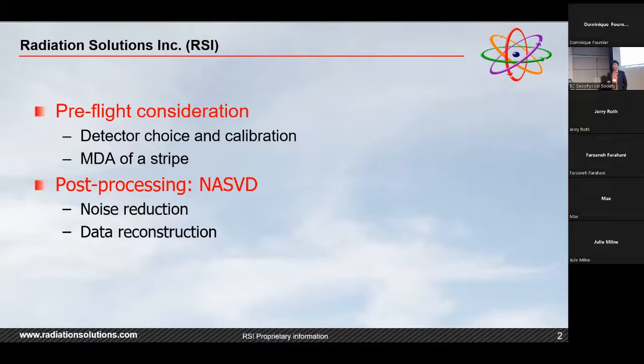And then after your flight, when you want to process the data, how can you enhance the signal-to-noise ratio of all your measurements? I'm going to be talking more precisely about noise adjusted singular value decomposition. It's a big word for smoothing out the data and increasing your KUTH sensitivity. You can actually reconstruct your whole data set with this method to have a much smoother survey at the end, and maybe enhance some critical areas of your survey.